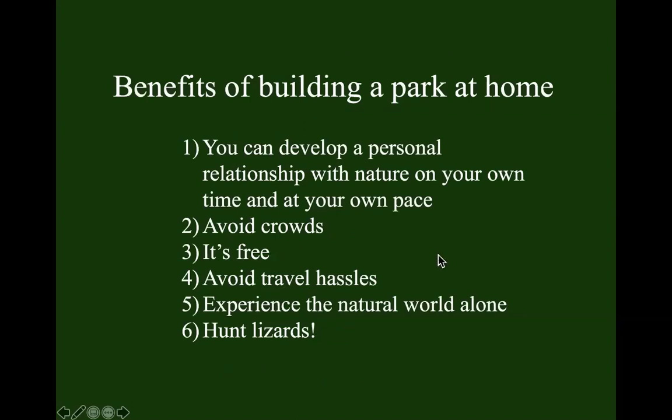What do you get when you put some part of nature at home? You get the opportunity to develop a personal relationship with the natural world. Maybe you had one as a child and you've lost it.